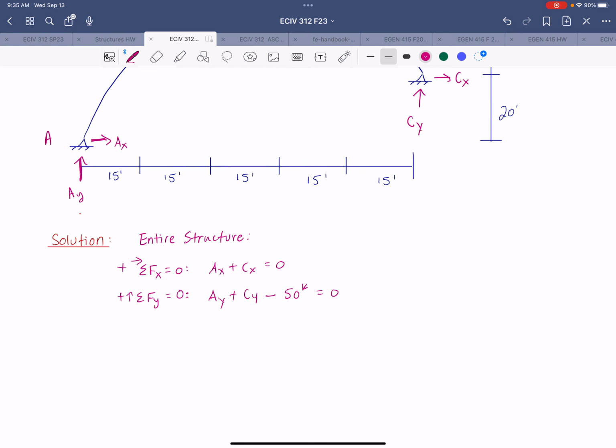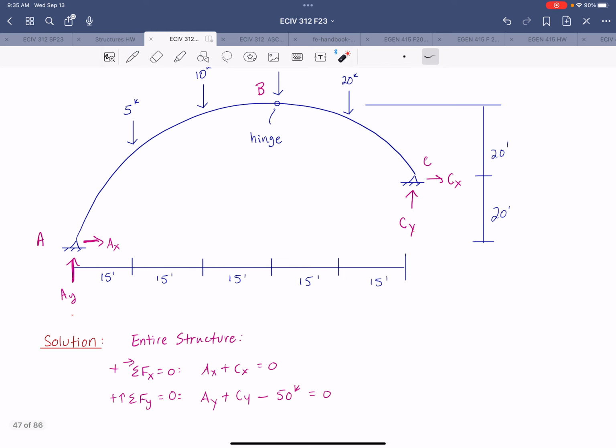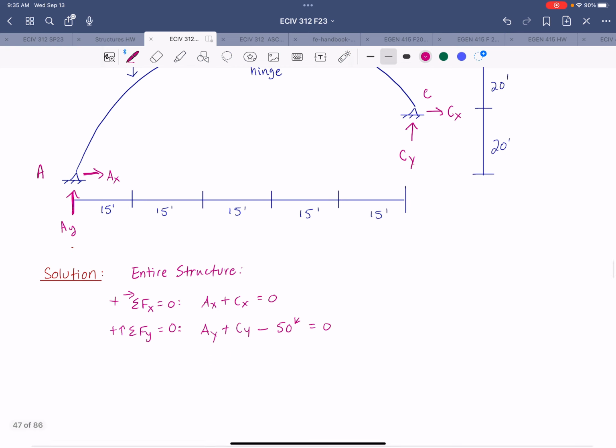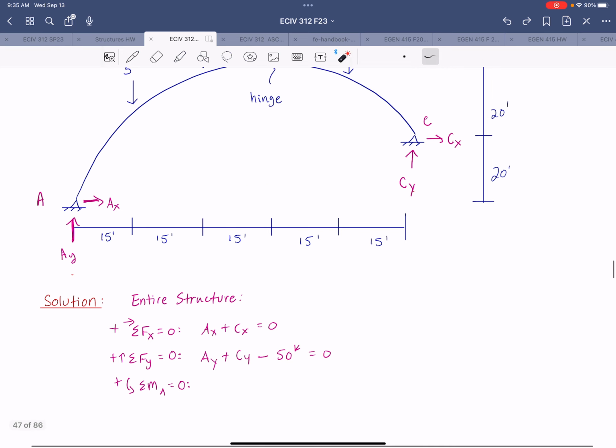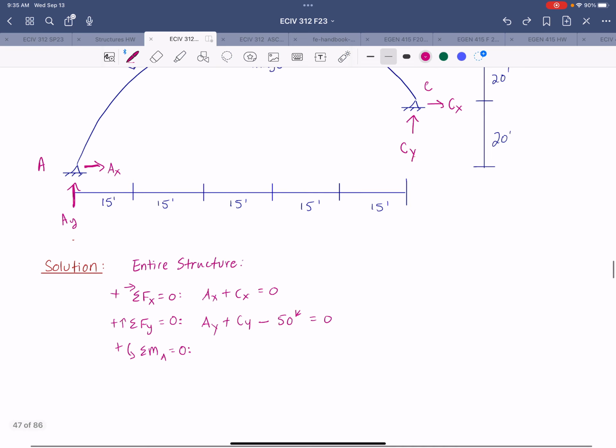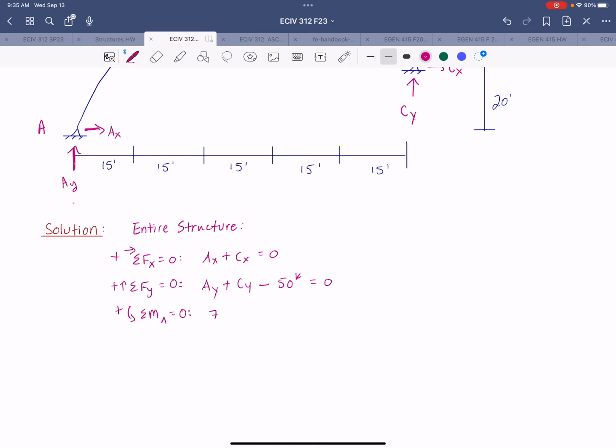And then summing moments, all right? We want to be strategic here. At this point, it doesn't really matter which support you pick. I'm going to pick the left side, so I'm going to sum moments about A. So that will give us an equation in terms of Cx and Cy, right? So we would get 75 Cy minus 20 Cx is equal to 2250.